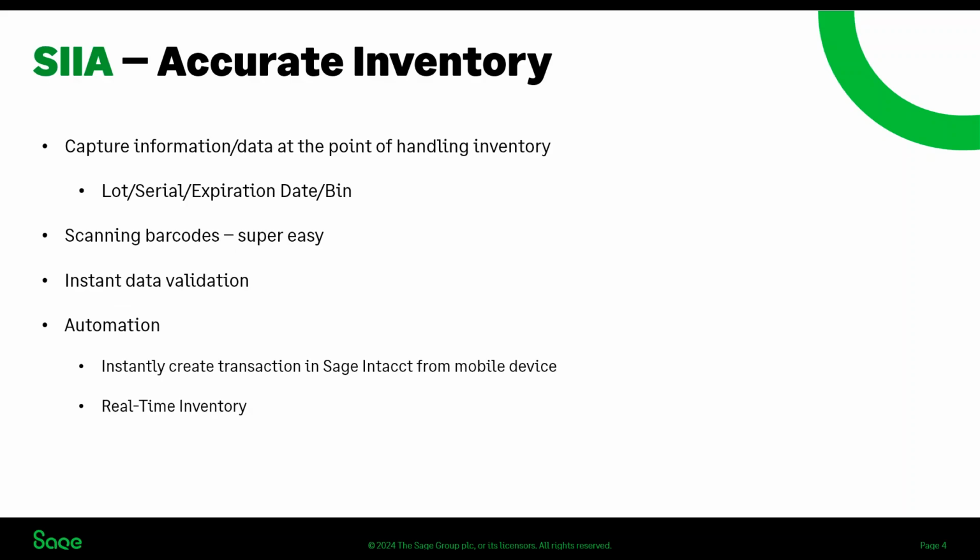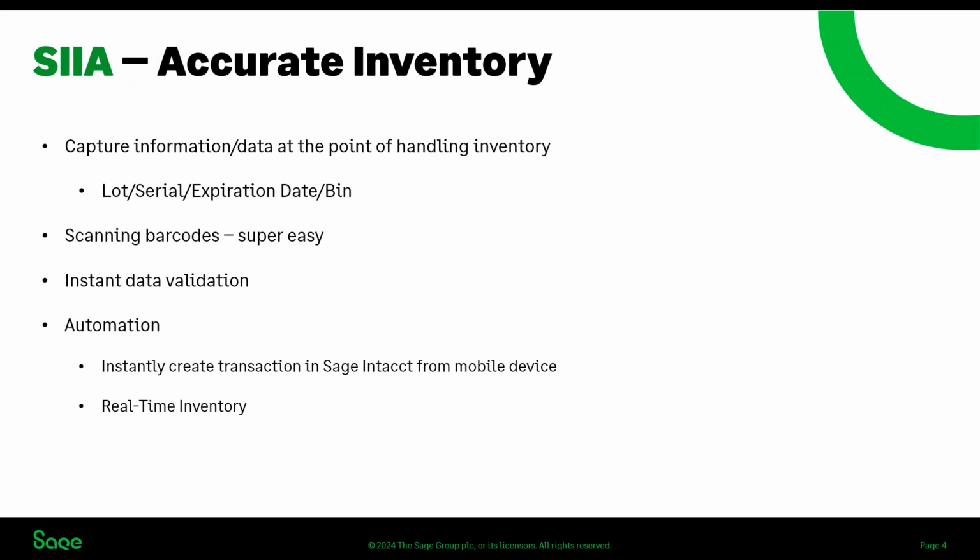So what does this do? This brings accurate inventory in. When you're using a mobile app like we provide, you're capturing that information right at the point of touching and handling inventory. You also have the ability to manage things like lot numbers, serial numbers, expiration dates, bins. That's information that is typically error prone as far as data is concerned. You're typically having to write those things down and then hand that back in for data entry, and it just opens up quite a bit of errors.